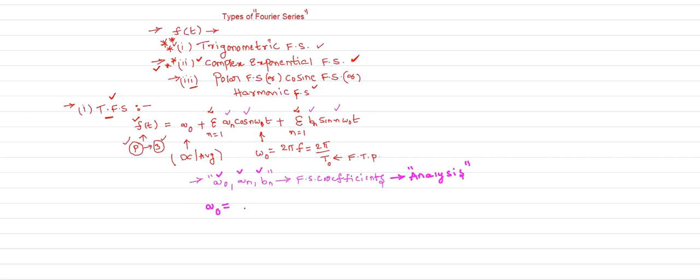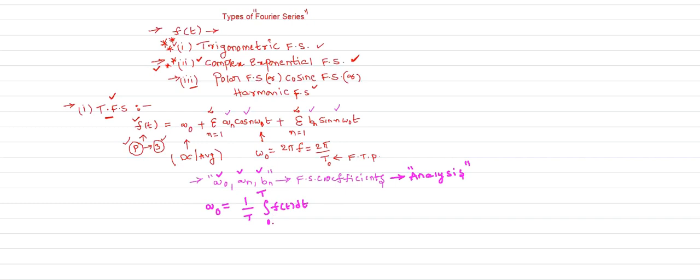So f of t is a signal which consists of multiple signals, and in that a DC signal is also there. So your A0 is nothing but a DC value or an average value or the mean of f of t. How can you calculate the mean? This is the formula used to calculate the mean of your f of t, the integral of f of t dt.